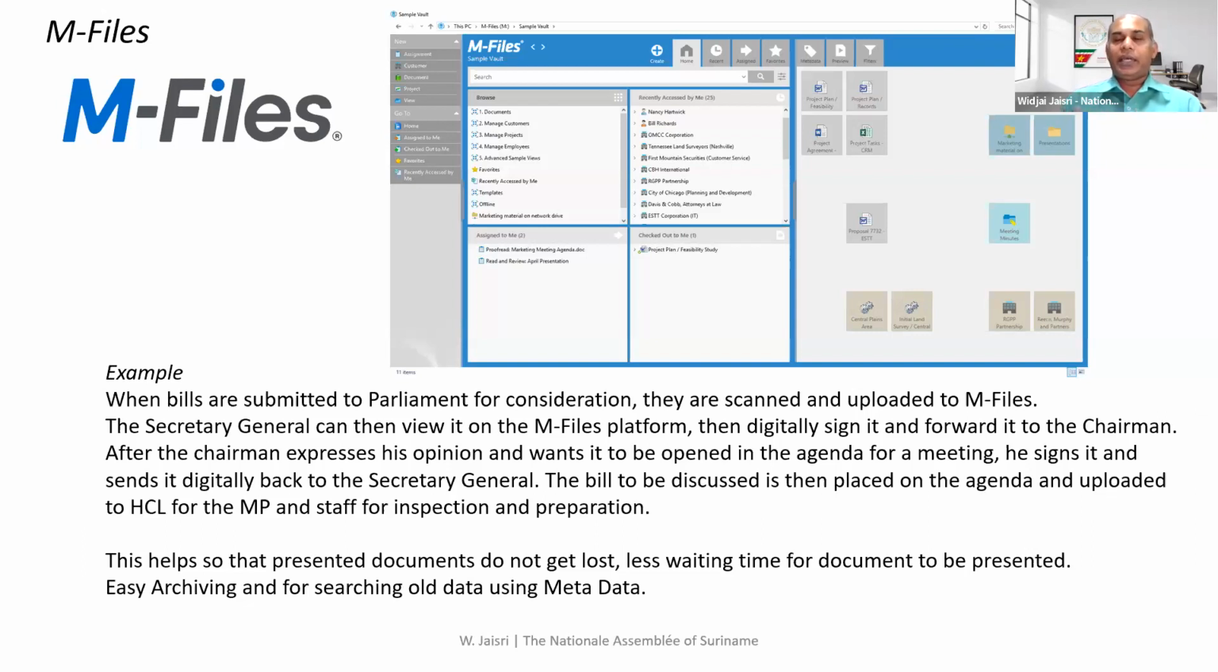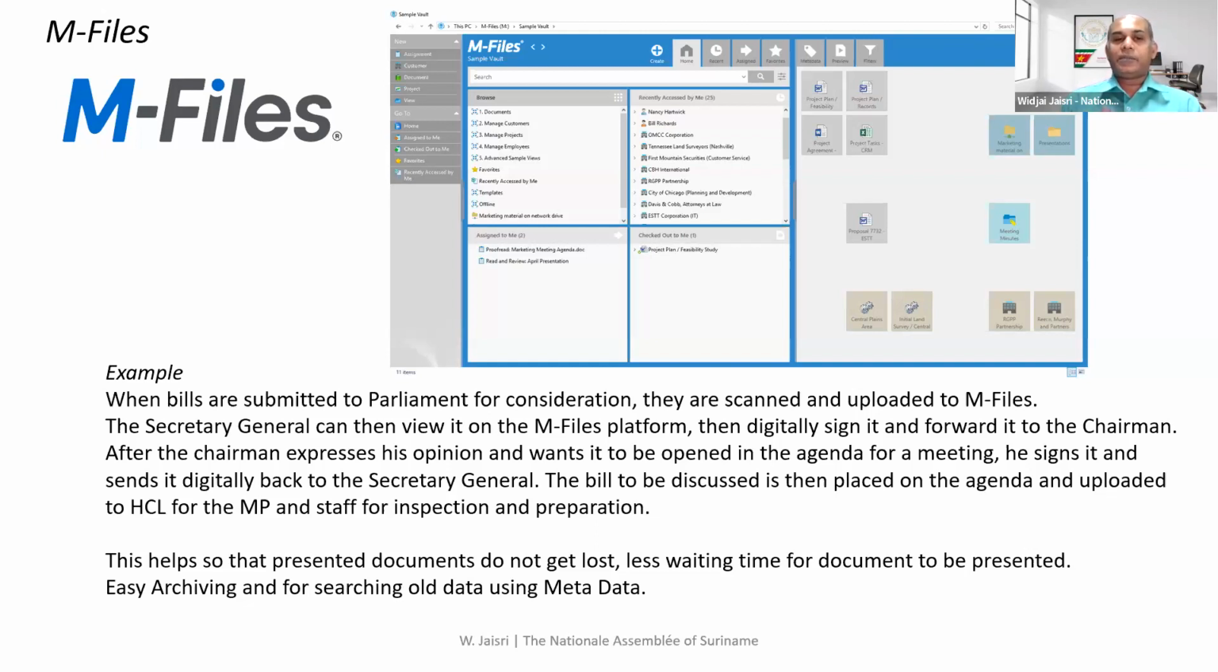She will view it and sign it and send it to the chairman. The chairman will express his opinion on it. And if he wants to open an agenda on that bill for a meeting, then he will sign it back. Everything happens digitally, and it will be sent back to the Secretary General. And then she will take care to plan a meeting, a public meeting, or maybe an in-house session for this file. What will happen now, this file will be digital and be stored, and it can be found using metadata.